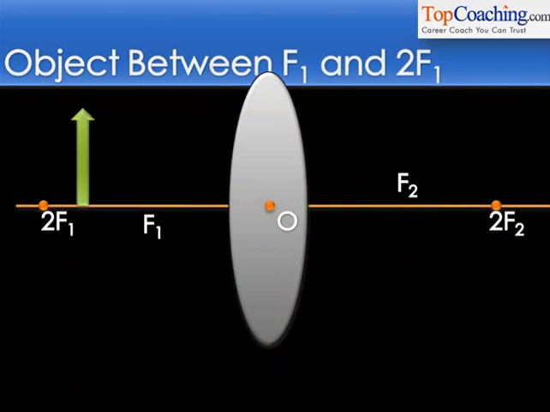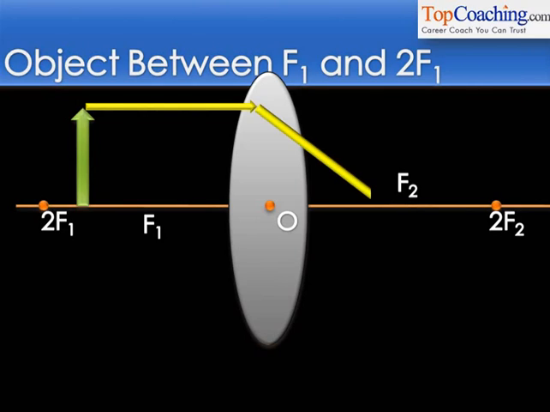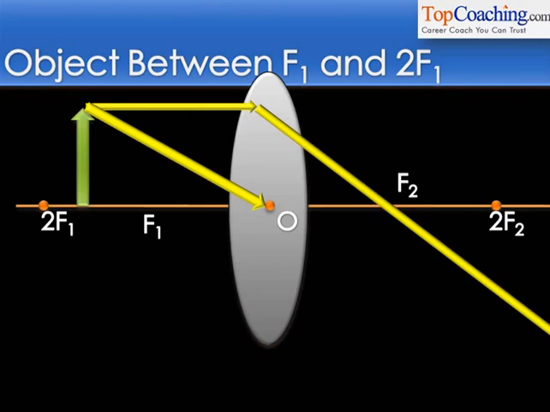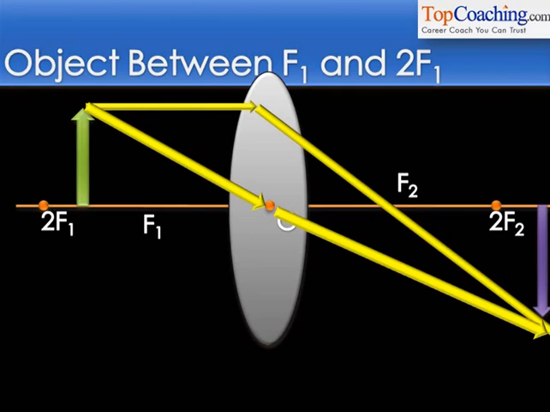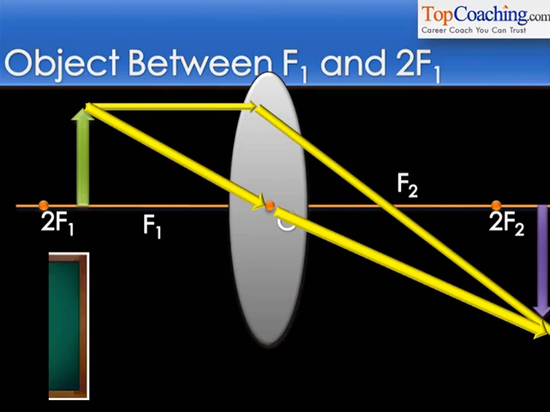Let's now move the object even closer. Let's place it at a point between f1 and 2f1. Where will the image be formed in this case? Again, the process is the same. Just take out a ray parallel to the principal axis and make it strike the convex lens. After refraction, this ray will pass through f2, the second focus of the convex lens. A ray passing through the optical center of the convex lens will continue undeviated. You can see that the rays meet. Here's the image when you extend the point where the rays meet towards the principal axis.